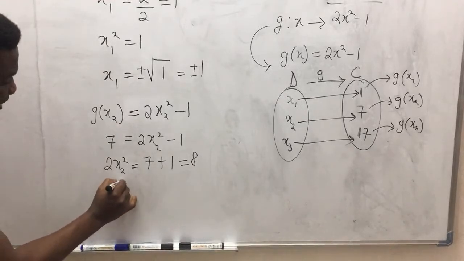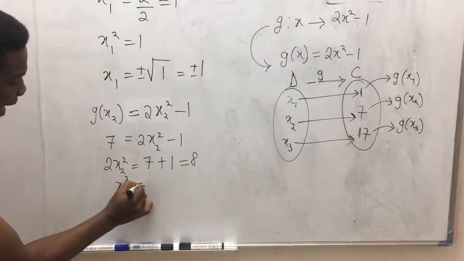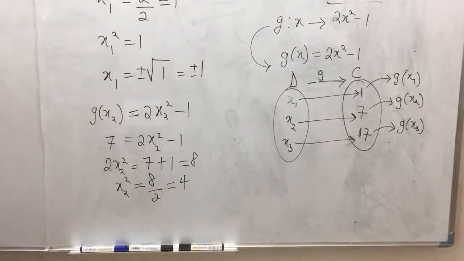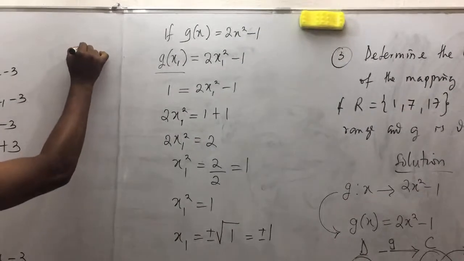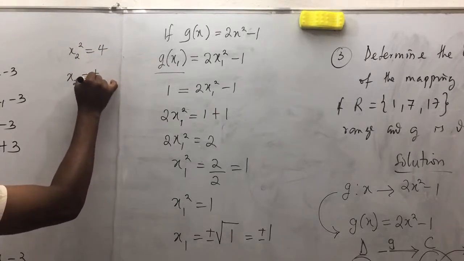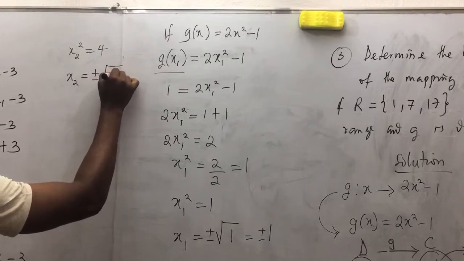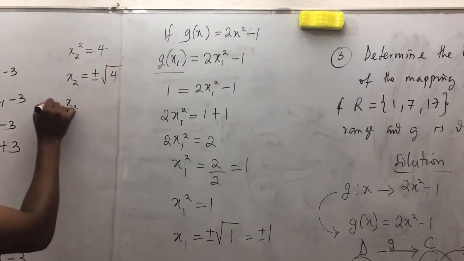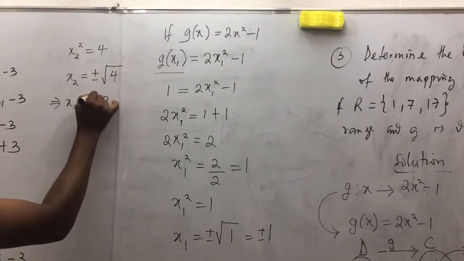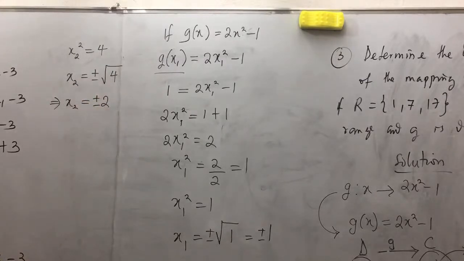Now, if I divide through by 2, I will end up having 8 over 2, which is equal to 4. So what will my x2 be? Let's come over here to continue the problem. x2 squared will be equal to 4, and that implies that x2 will be equal to plus or minus the square root of 4. The square root of 4 is 2, so my result will be plus or minus 2.